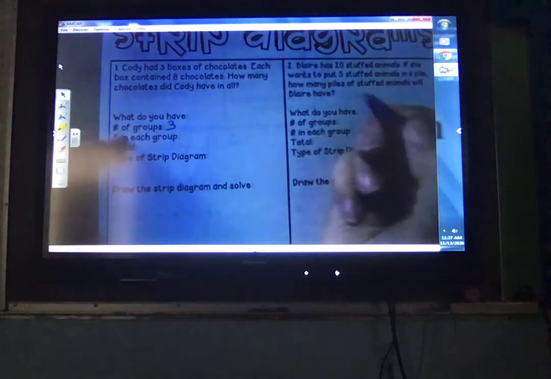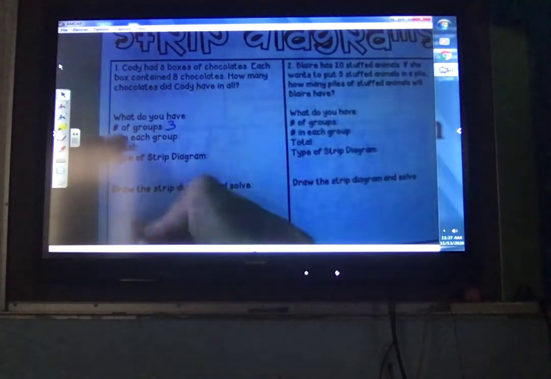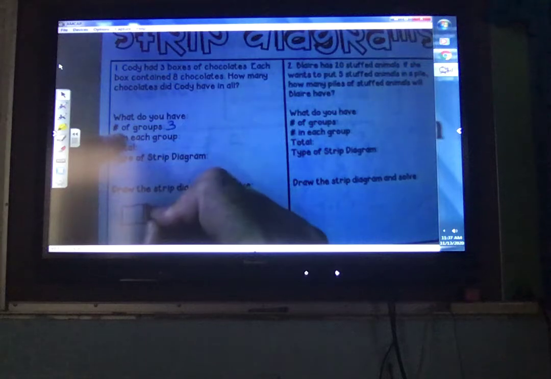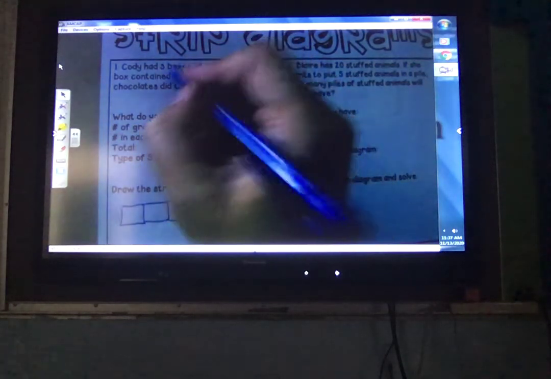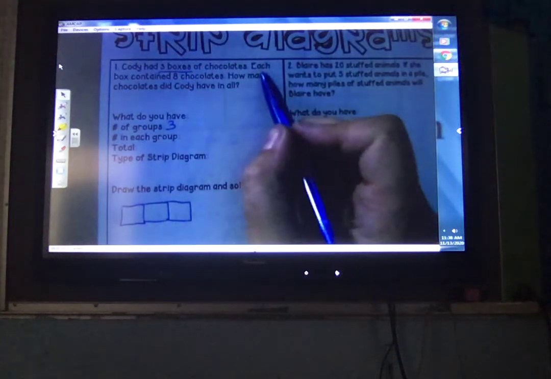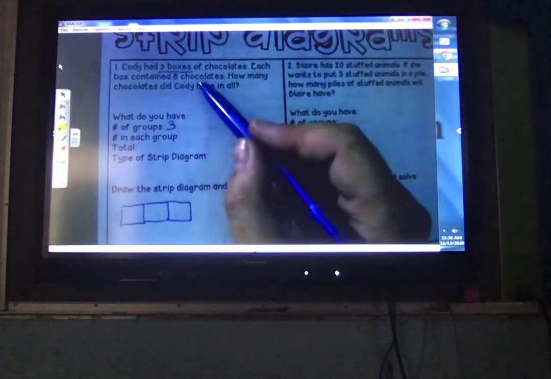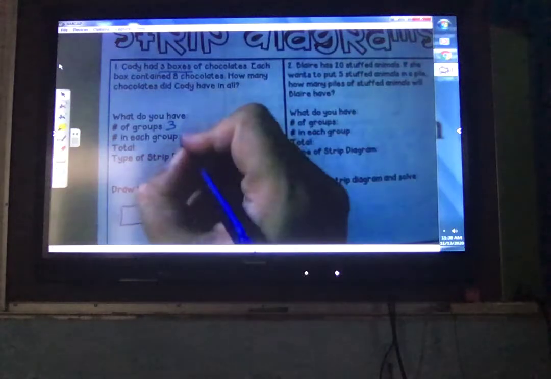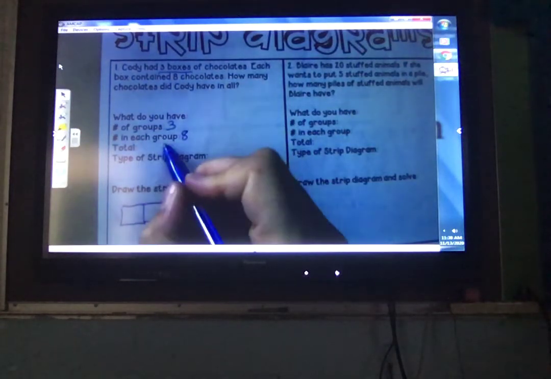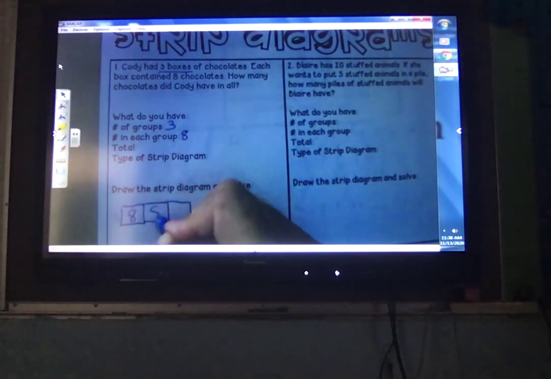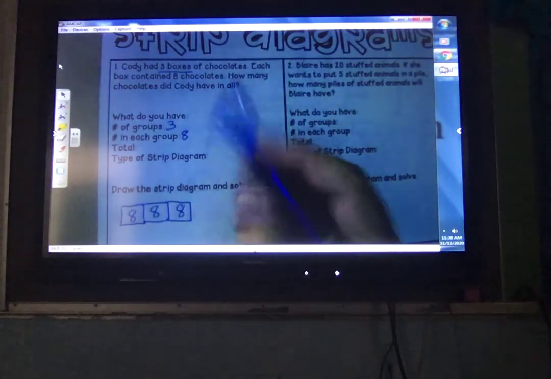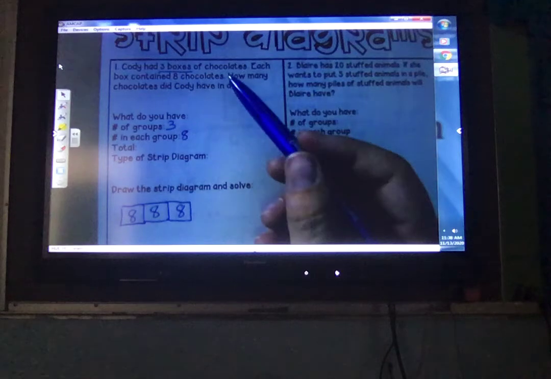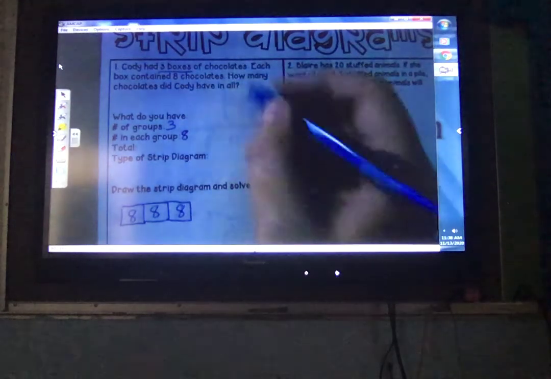Groups come first, right? So here's my strip diagram. 1, two, three. There's my three boxes, just like Cody had. Each box contained 8 chocolates. So now I've got to put 8 in each group. 8, 8, 8. All I did was put 8 chocolates in my boxes. How many chocolates does Cody have in all?